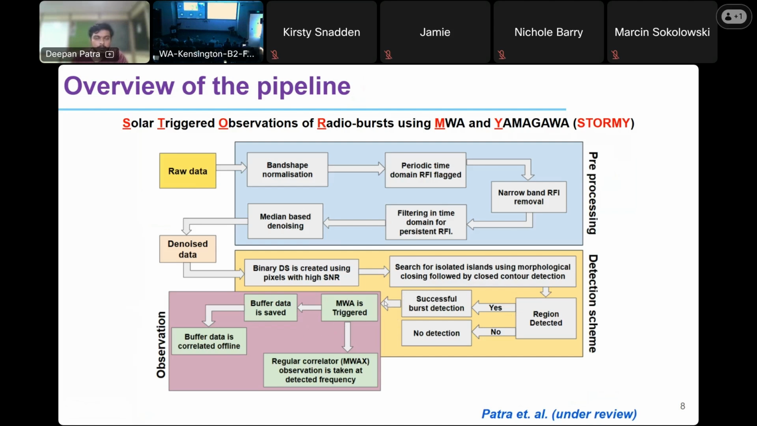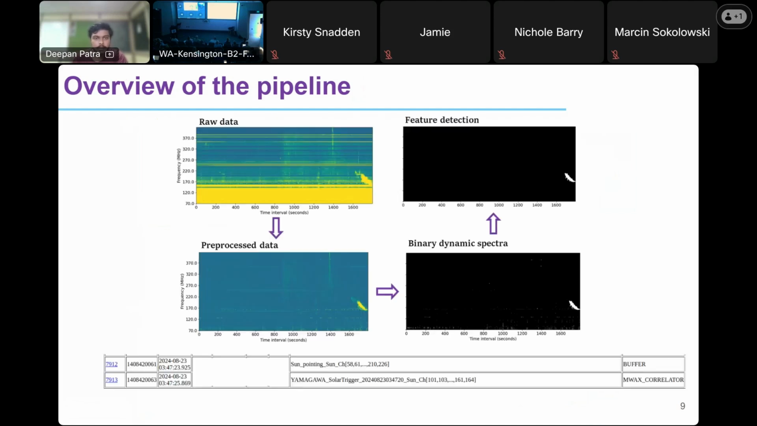This particular pipeline has been implemented, and it has been running since the last cycle. This is how it looks in real time. This is the raw data, and this is after pre-processing. It looks like this. Then we create the binary dynamic spectra, and after the feature detection we can clearly see that it has detected the burst, and accordingly it triggers the observation.